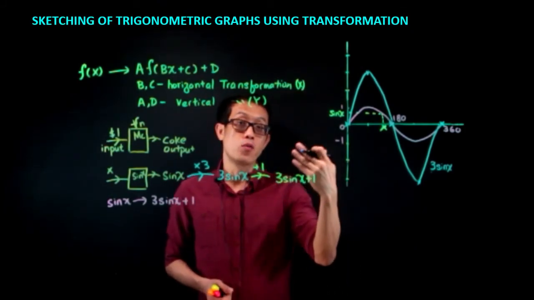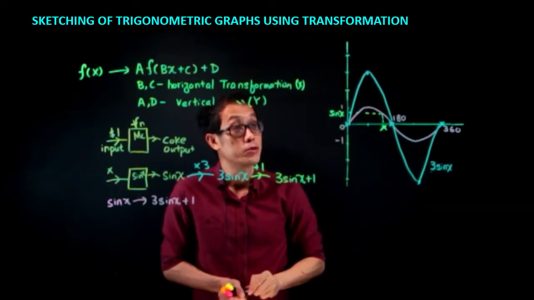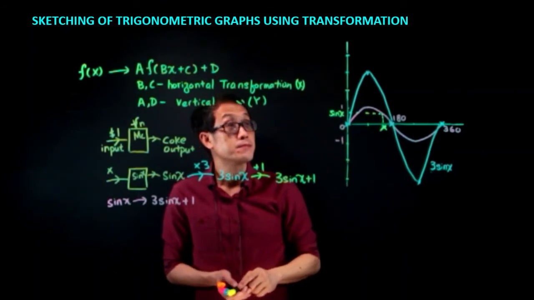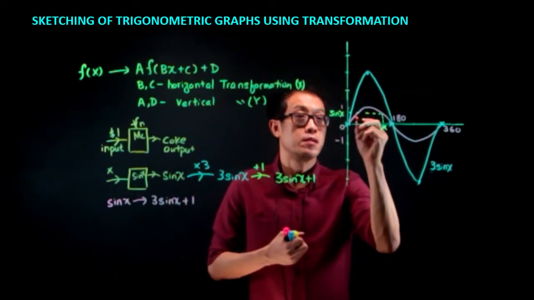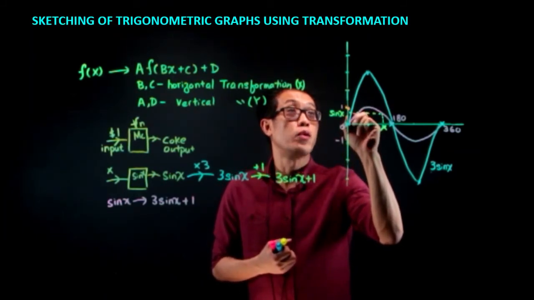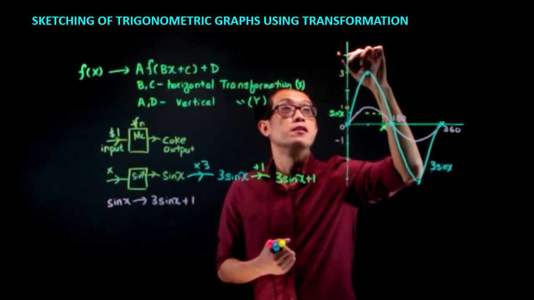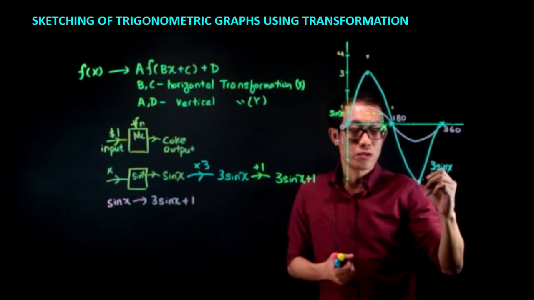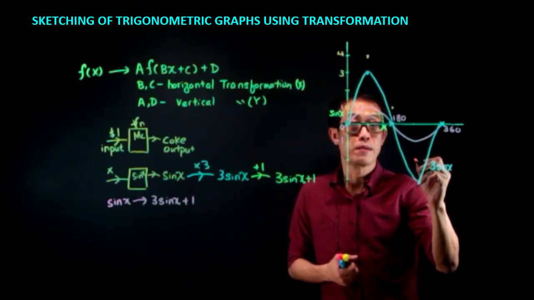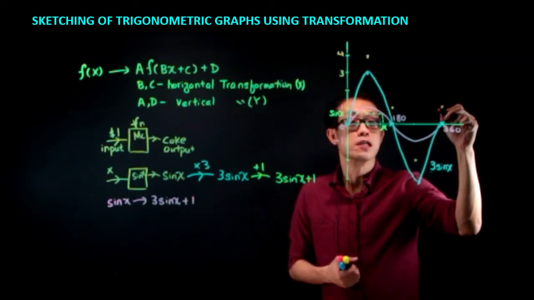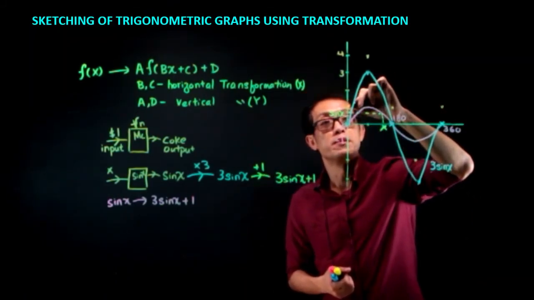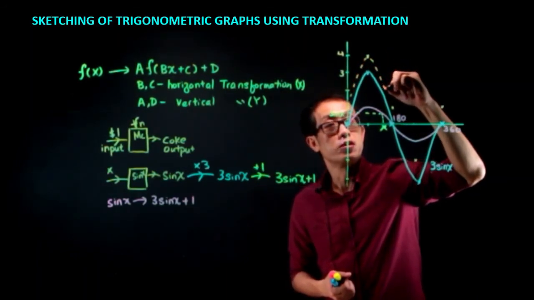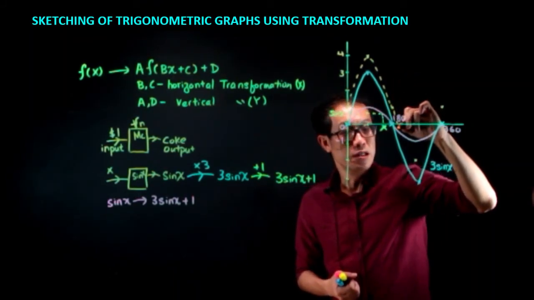After that, you're going to add 1 to it. So what happened to this graph? This graph will be pushed up by 1. Now 0 here becomes 1. This is 3, so plus 1 becomes 4. This point is minus 3, you plus 1, it becomes minus 2. This point is here. So now the graph will look something like this. I use dotted lines; I think it's easier to see.